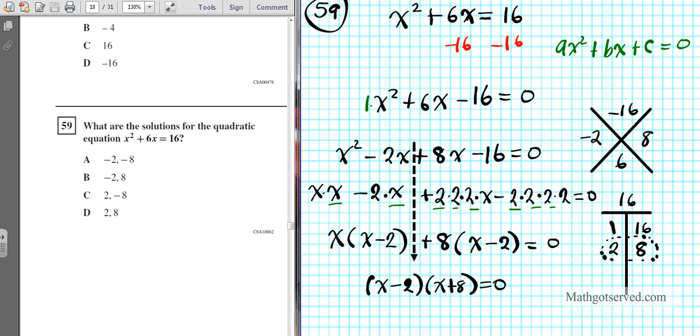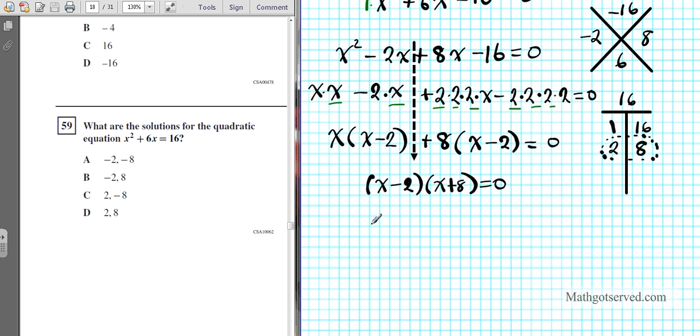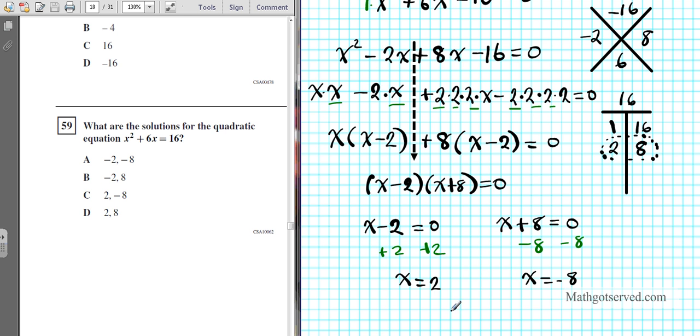Now to finish this off, we're going to use a zero product property, all right? So you set each factor to 0, and then you solve, all right? So on the left, you add 2 to both sides. You have x equals 2. And on the right, you minus 8 from both sides. And you have x equals negative 8. All right, so the answer is x equals 2 and negative 8, which is option C. All right, so there you have it.